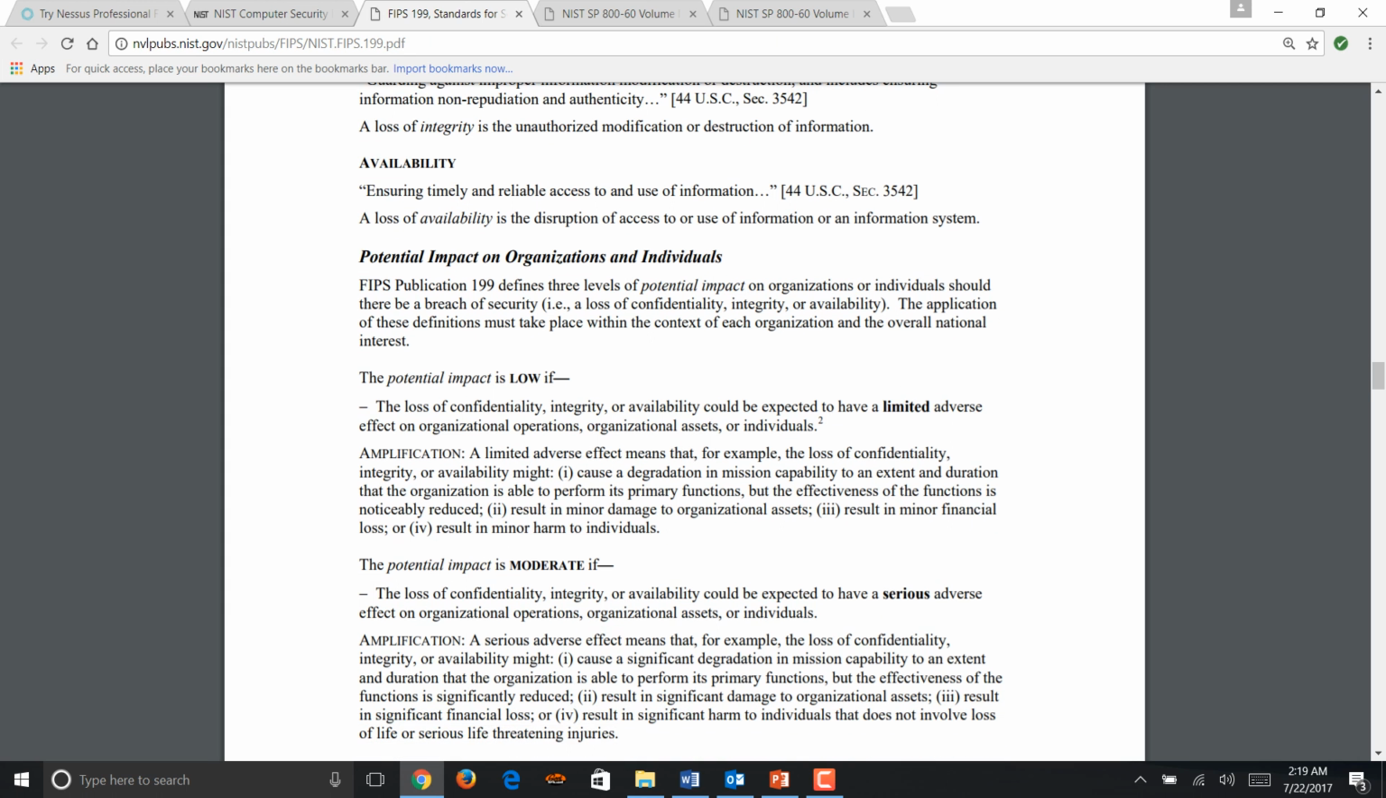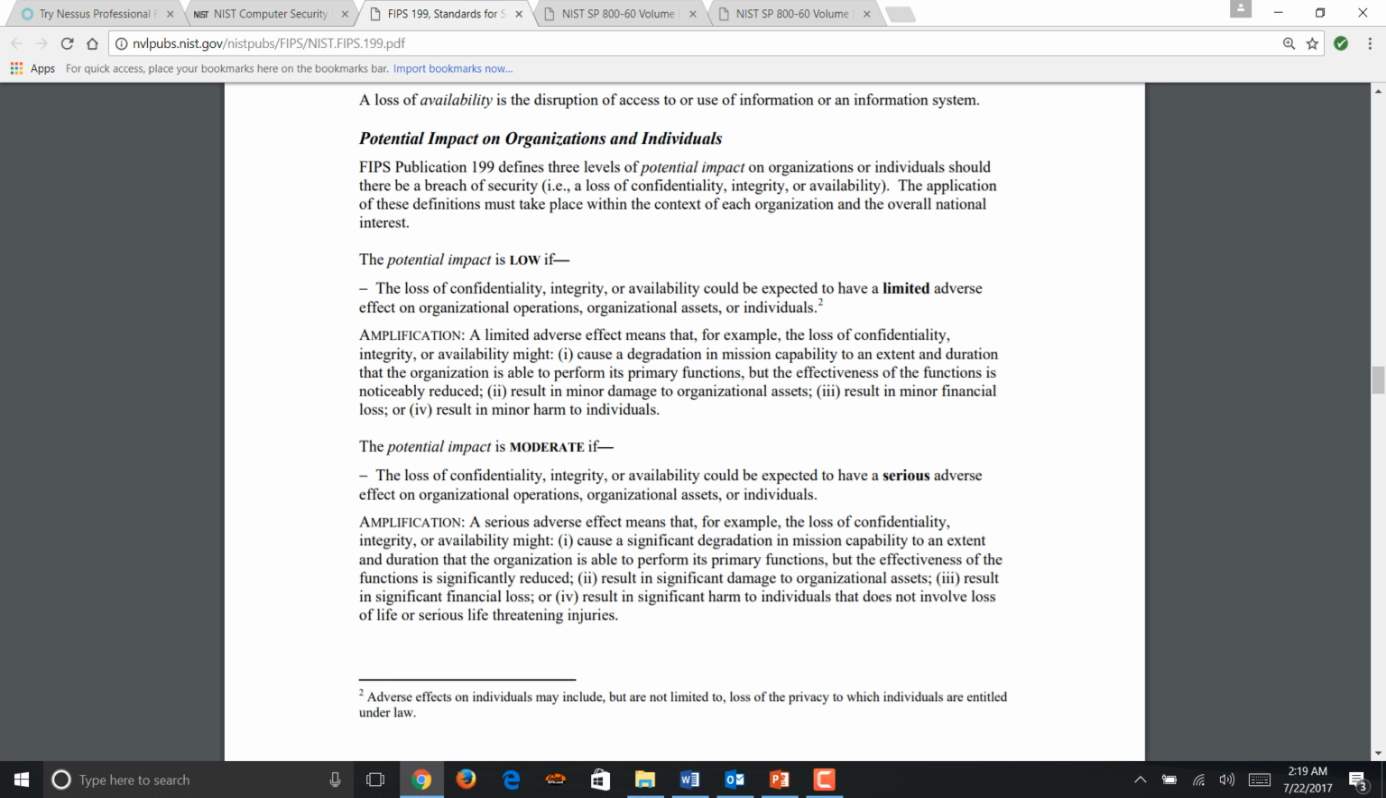Now, if we say the potential impact is moderate, which means if there is a cyber attack or a breach and the magnitude of harm, the severity of damage, is moderate, what are we talking about? According to FIPS 199, the loss of confidentiality, integrity, or availability could be expected to have a serious adverse effect on the organization's operations, assets, or individuals. So let us expatiate on this.